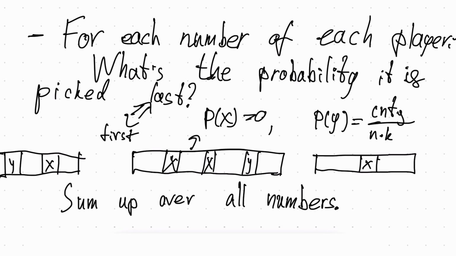And after that, we just simply sum up these probabilities over all numbers in the card of this player, because them being last in the distribution are independent events.